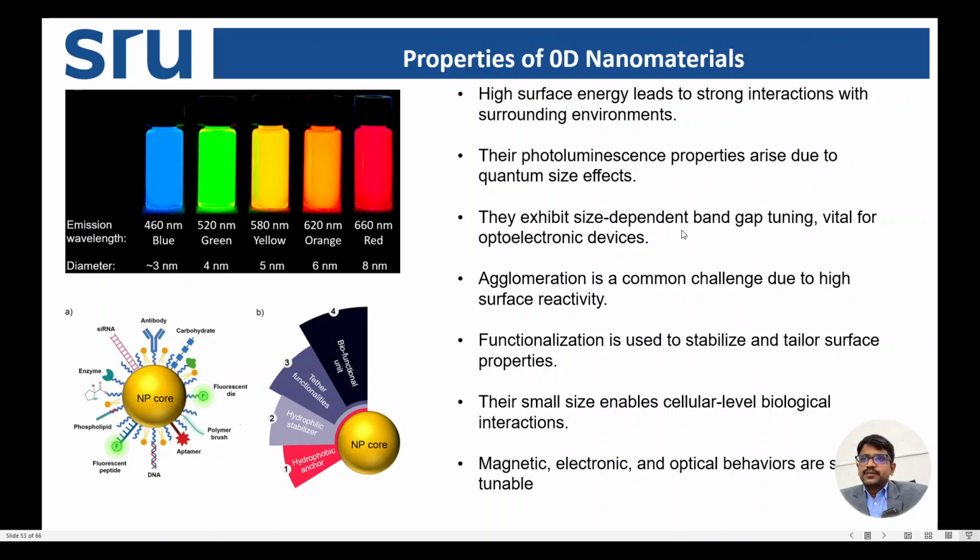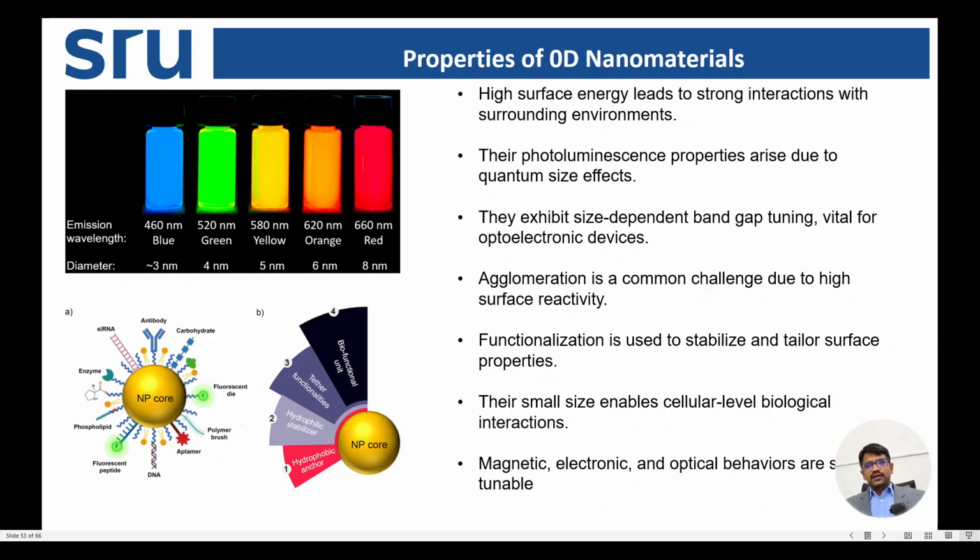They exhibit size dependent photoluminescence properties, which arise due to quantum size effects. Absorption and photoluminescence are all optical properties. Luminescence means exhibiting light. The photoluminescence is very different for different size nanomaterials. They also exhibit size dependent band gap tuning, vital for optoelectronic devices.